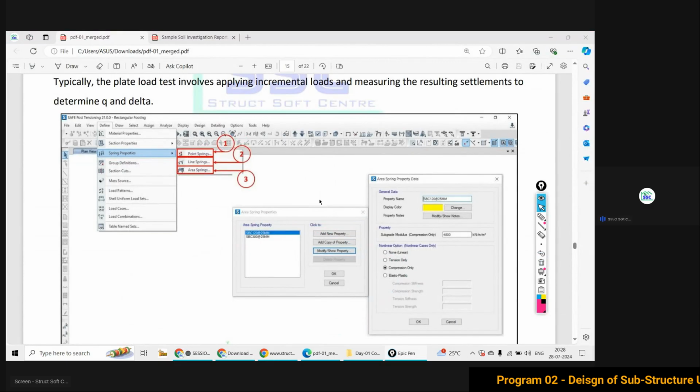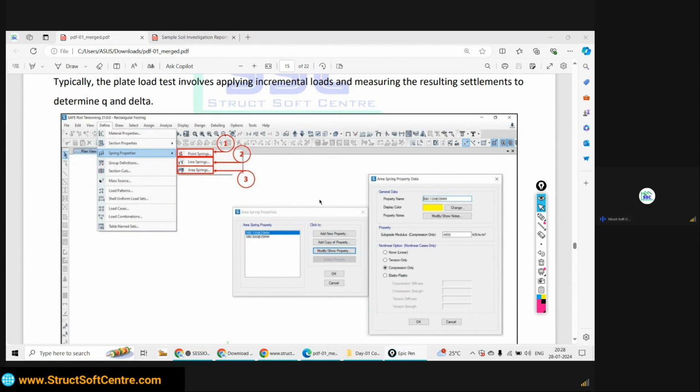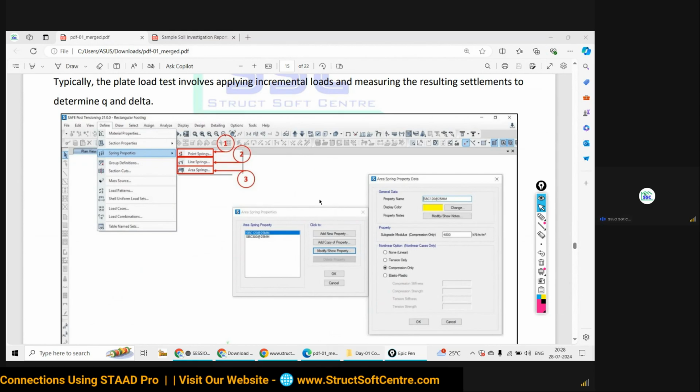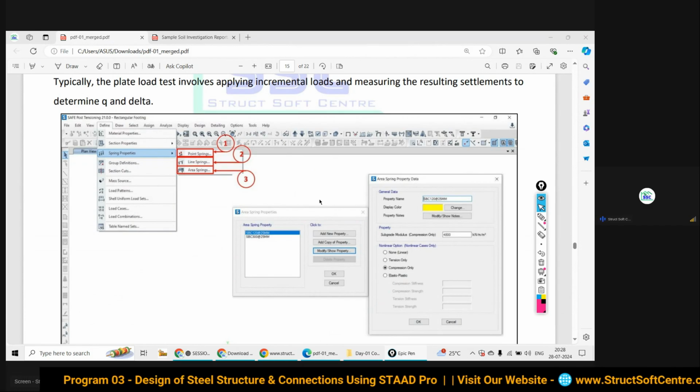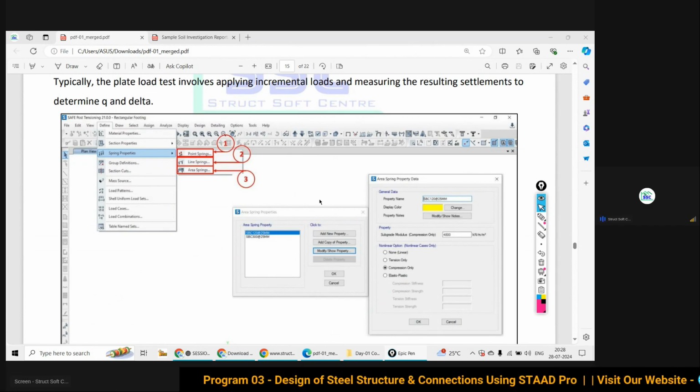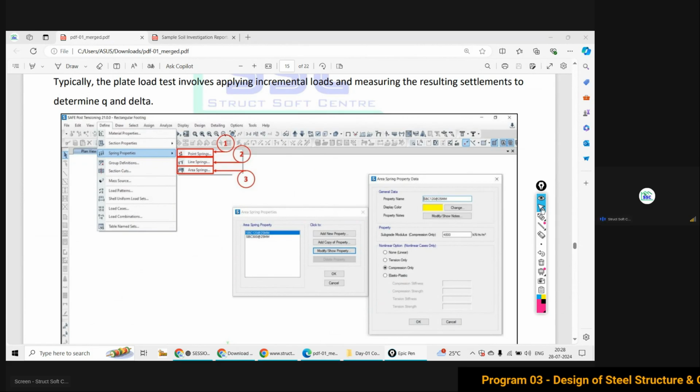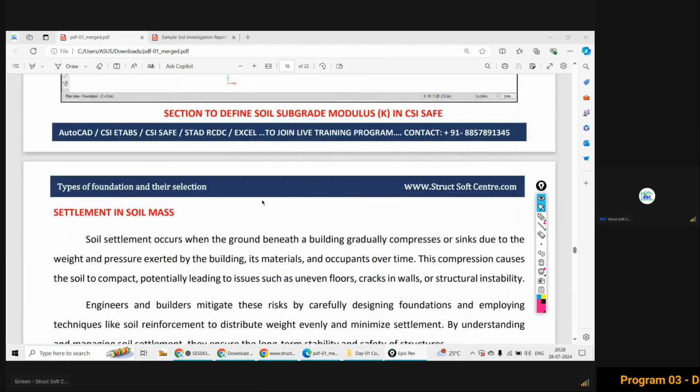So all these properties we have to define, which means we are going to consider the property of the soil. So in the CSI SAFE software, there is nothing we have to set except this soil subgrade modulus. At that time I will explain how to do the calculation and how to define it in the software, everything I will discuss at that time.